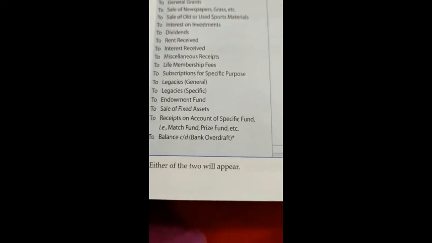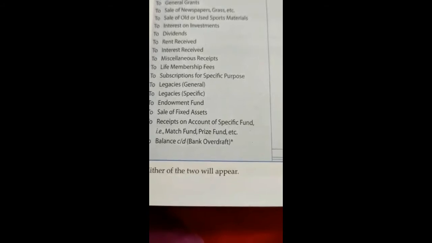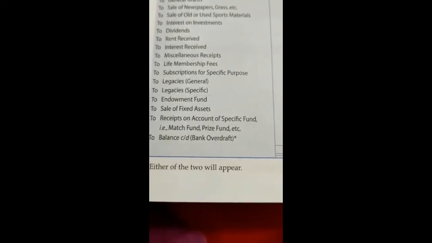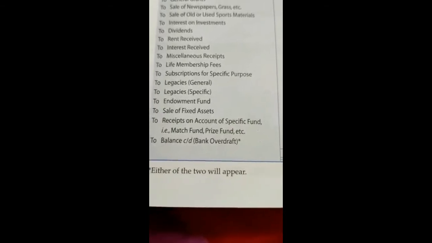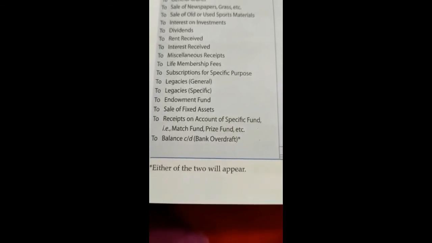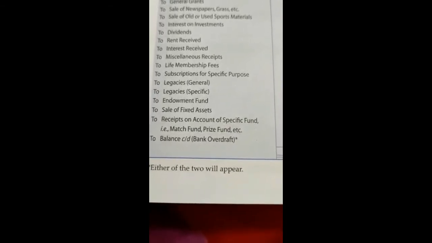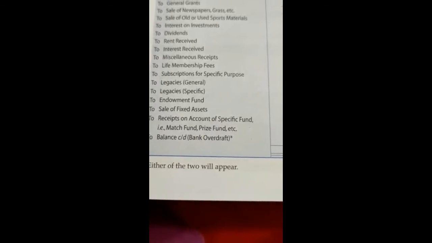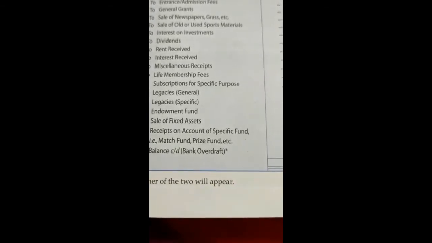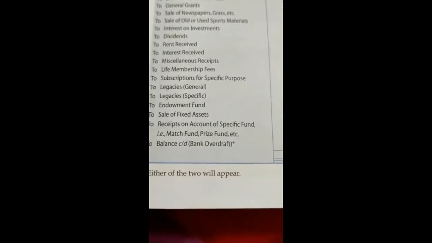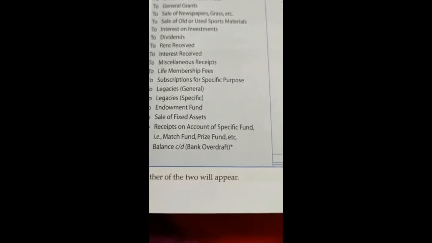Then sale of fixed asset. Now fixed assets are machinery, furniture. If the organization has such kinds of fixed assets, and the asset gets old or is no more useful, they may sell the asset. On that sale of fixed asset, whatever amount is received, that sale amount becomes the receipt. I am not talking about profit or loss on sale, that will be discussed later. Here it is whatever amount you received by selling the asset.